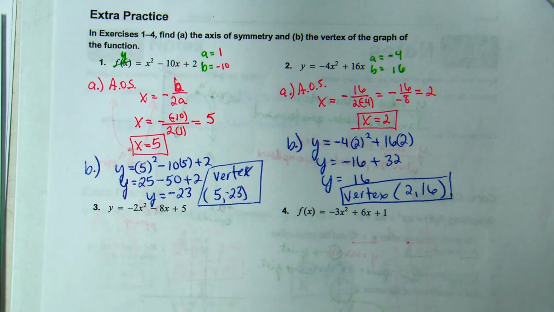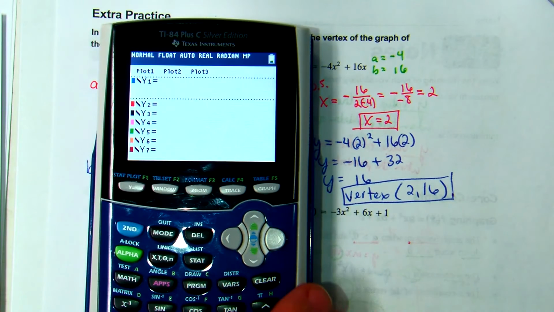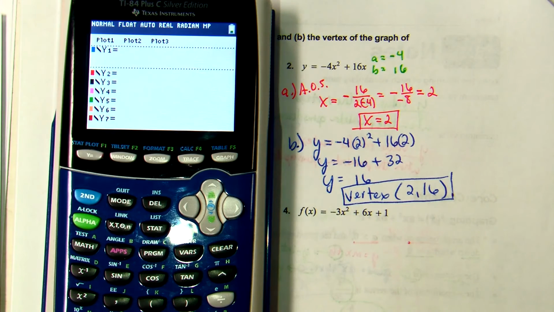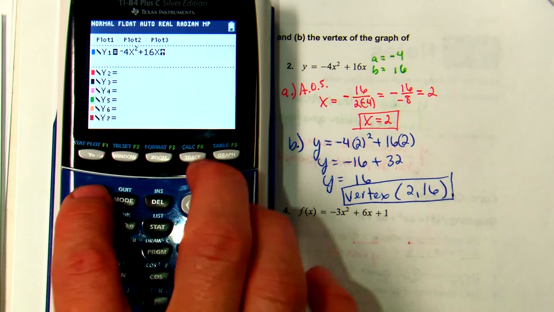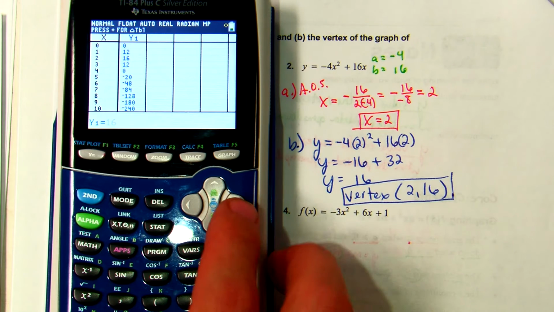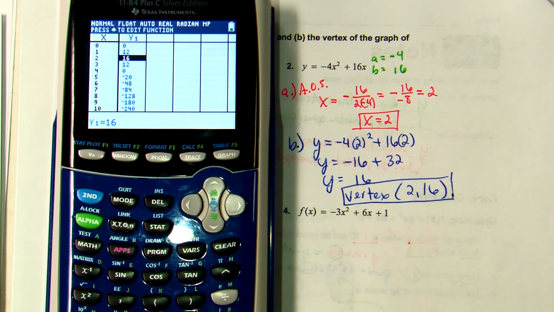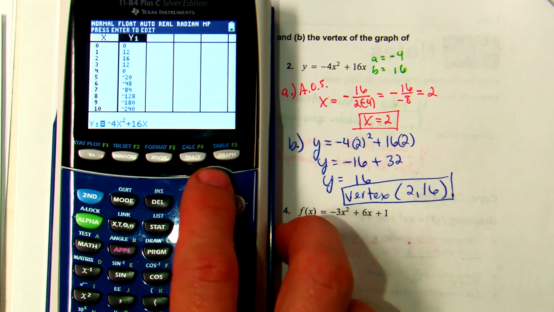Once again, if I wanted to put the equation y equals on my calculator, I could confirm that this is correct. I'd have a negative 4x squared, and I would add to that 16x, go to my table, look up 2, and the answer is 16. If you'll notice again, 16 is the largest number.